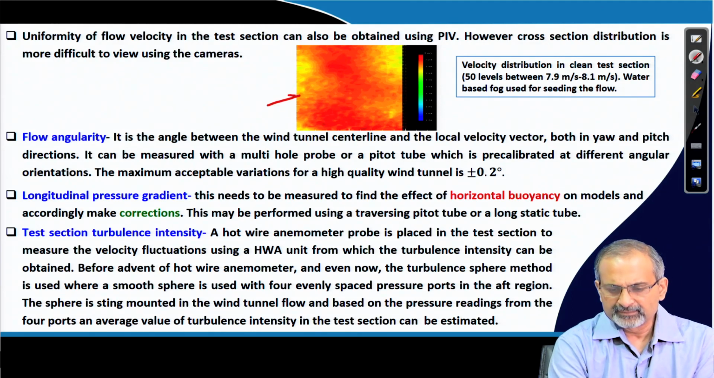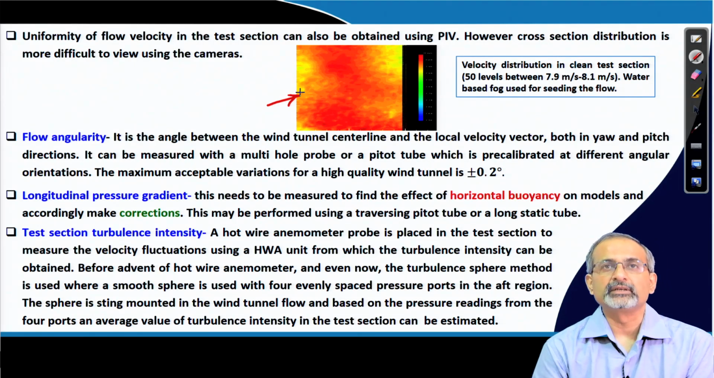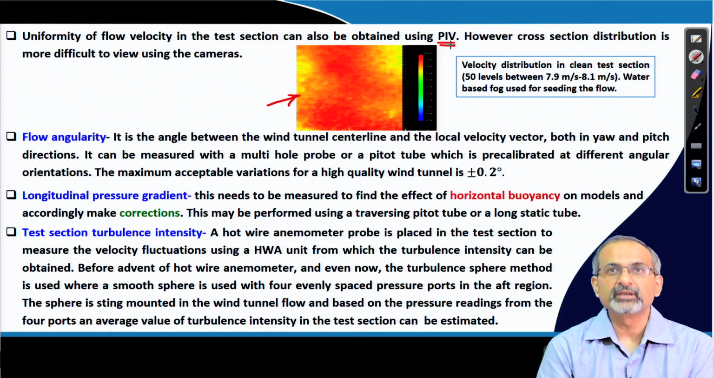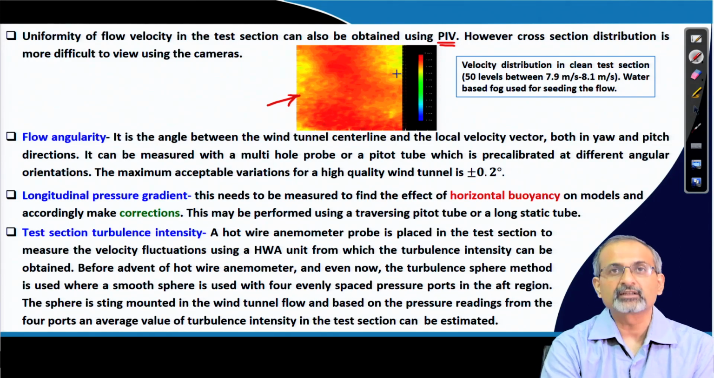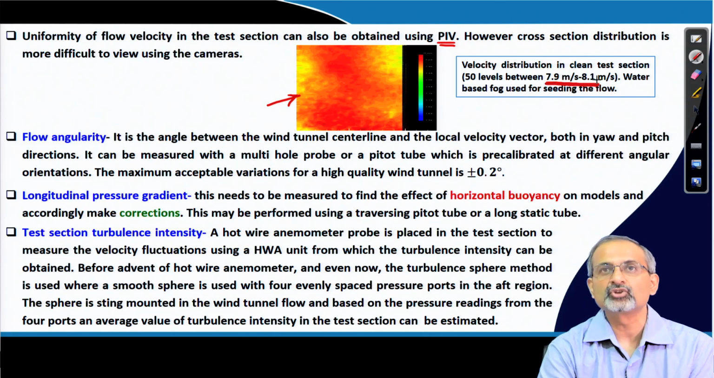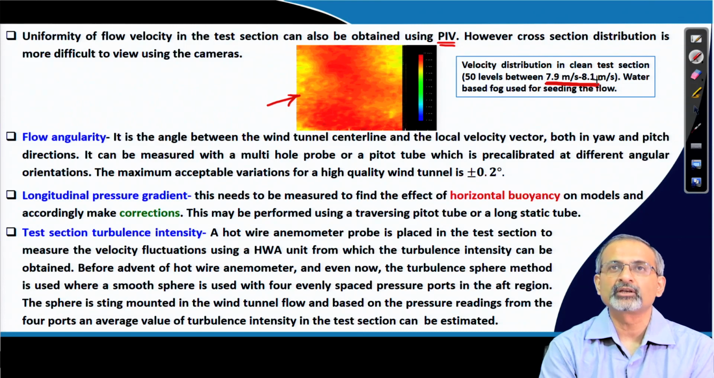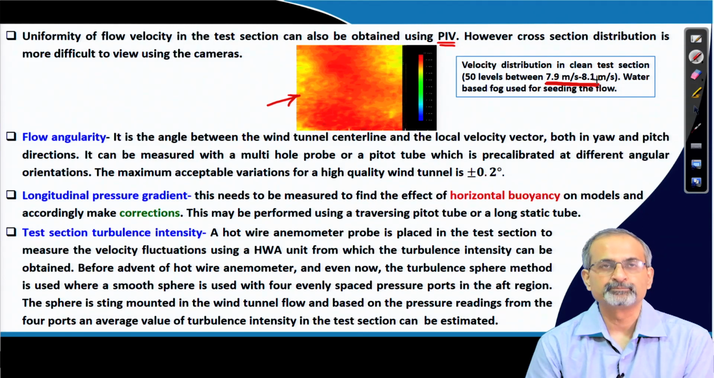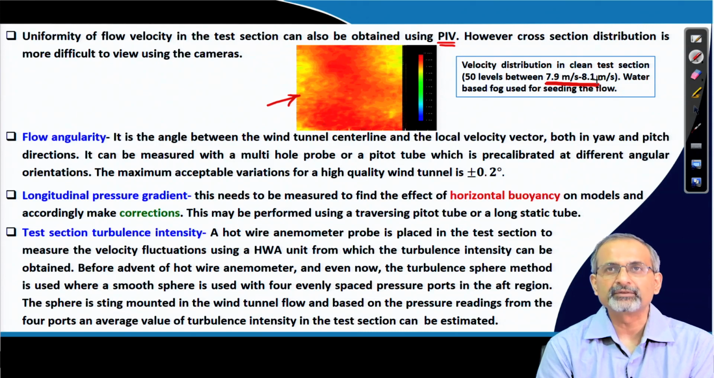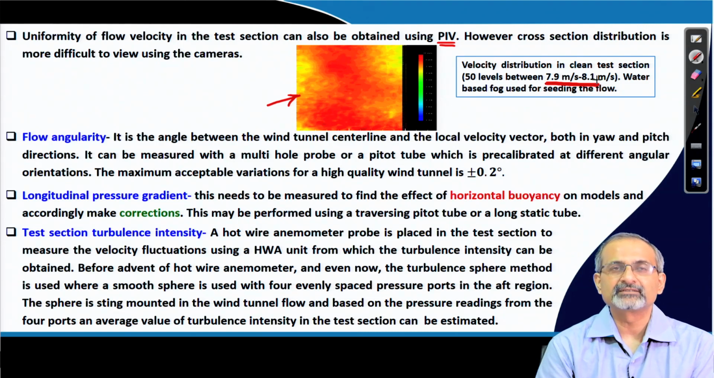Another way of addressing the issue of checking uniformity of the velocity is of course a much more advanced method of using PIV. We had looked at an image like this earlier, and here though the color changes look quite dramatic, you have to remember that the range within which they are changing is not all that large. It is just between 7.9 to 8.1 meters per second. However, the problem is that if you want to do the cross sectional view, then it becomes more difficult for doing a PIV, because it is very difficult for the cameras to view from that angle.